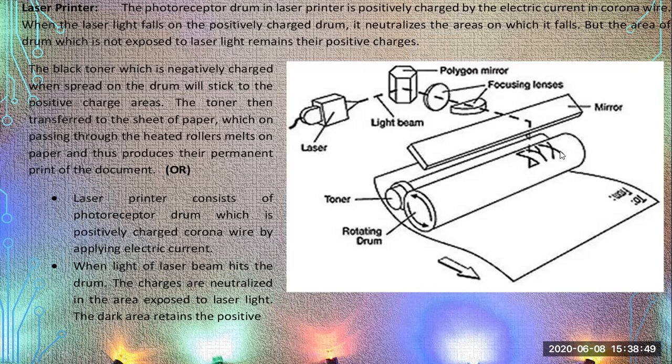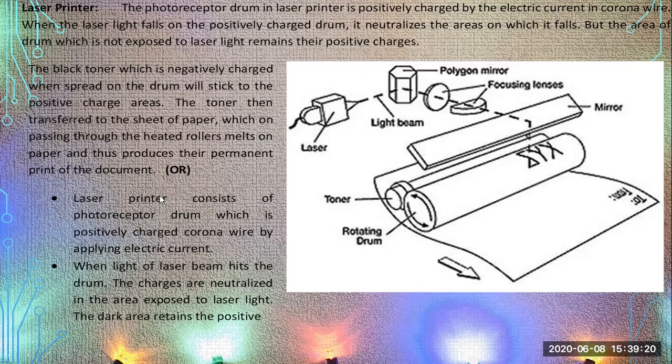When this drum rotates and the toner spreads out, the paper moving over the drum picks up the impression. This paper is passed through the heated rollers, which melt the toner, and with the melting a permanent impression is left on the paper. And in this way the laser printer works.